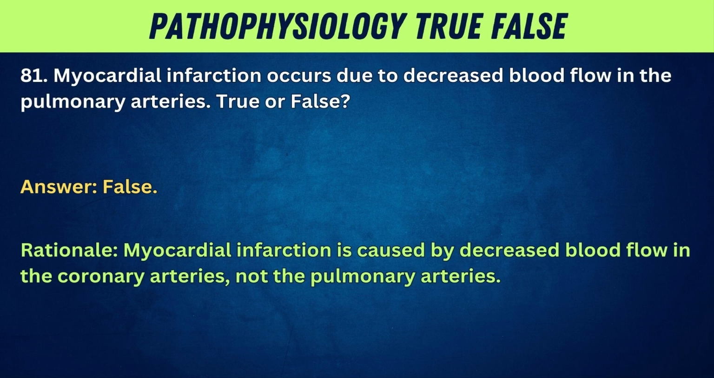81. Myocardial infarction occurs due to decreased blood flow in the pulmonary arteries. True or false? Answer: false. Rationale: myocardial infarction is caused by decreased blood flow in the coronary arteries, not the pulmonary arteries.